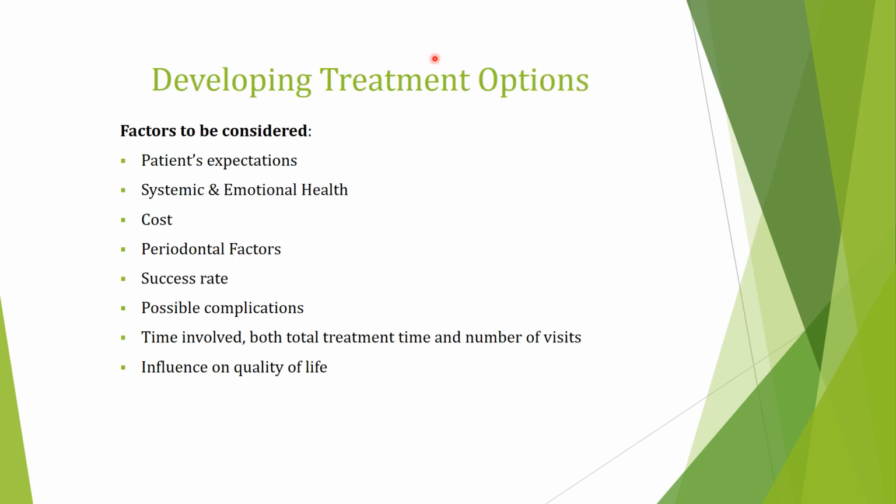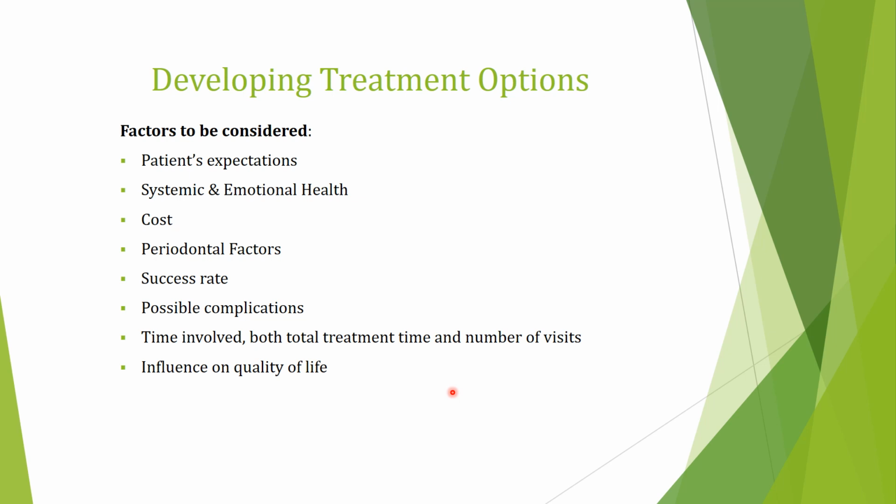Okay, developing treatment options, factors to be considered, guys, are the patient's expectations, systemic and emotional health, cost, periodontal factors, success rate. Possible complications have to be told to the patient on day one, guys. And if possible, take a signature. Otherwise, you might be in trouble. So, time involved, number of visits. Every time the patient comes, the number of visits, the total cost, and the time for each appointment have to be explained, and the prognosis of the treatment has to be explained then and there.